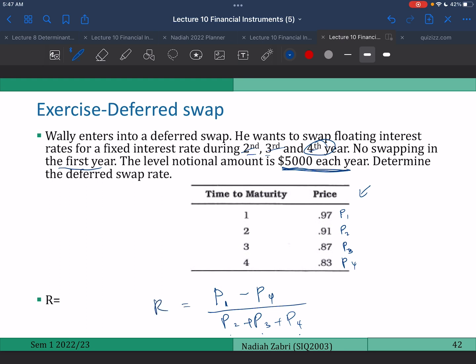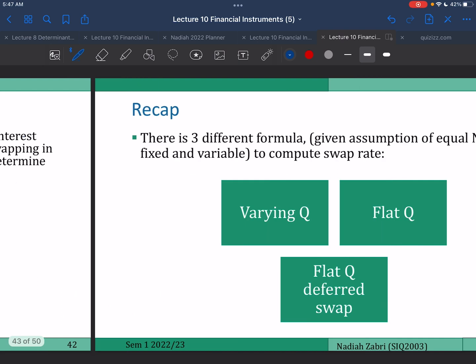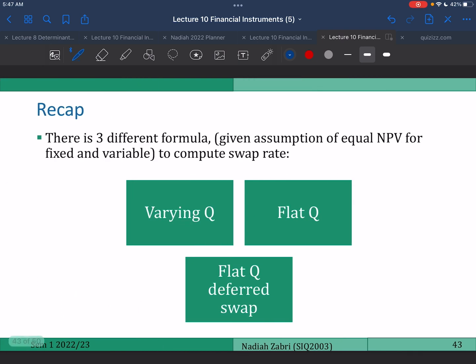Okay. So this one is just a recap. So there are 3 different formulas that can be used to compute the swap rate. And again, remember, this is given the assumption that the net present value for fixed interest rate payment is equal to the net present value for the variable interest rate payment. But this is not the only way, but the SoA, they use this way, okay?